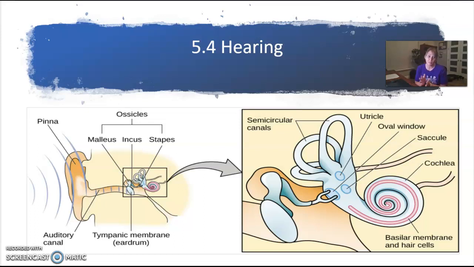The other theory is the place theory. That's a theory of hearing that states our perception of sound depends on where each component frequency produces vibration along the basilar membrane.